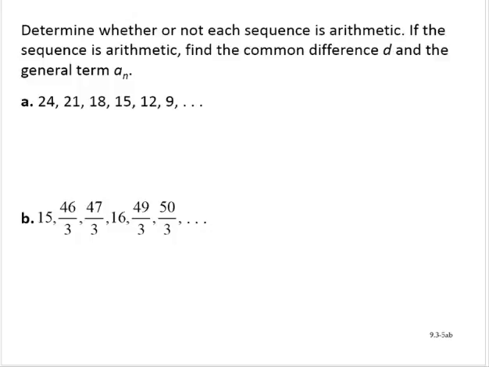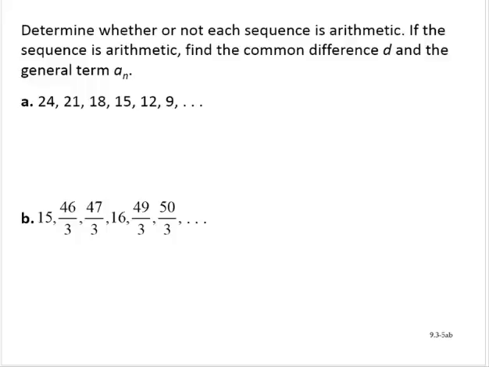Determine whether or not each sequence is arithmetic. If the sequence is arithmetic, find the common difference d and the general term a sub n. Alright, exercise A, we have 24, 21, 18, 15, 12, 9.